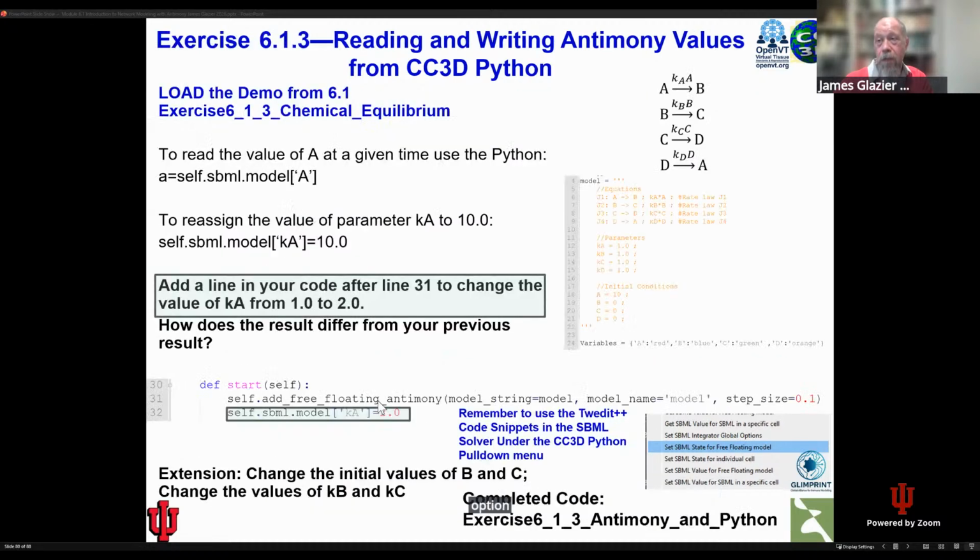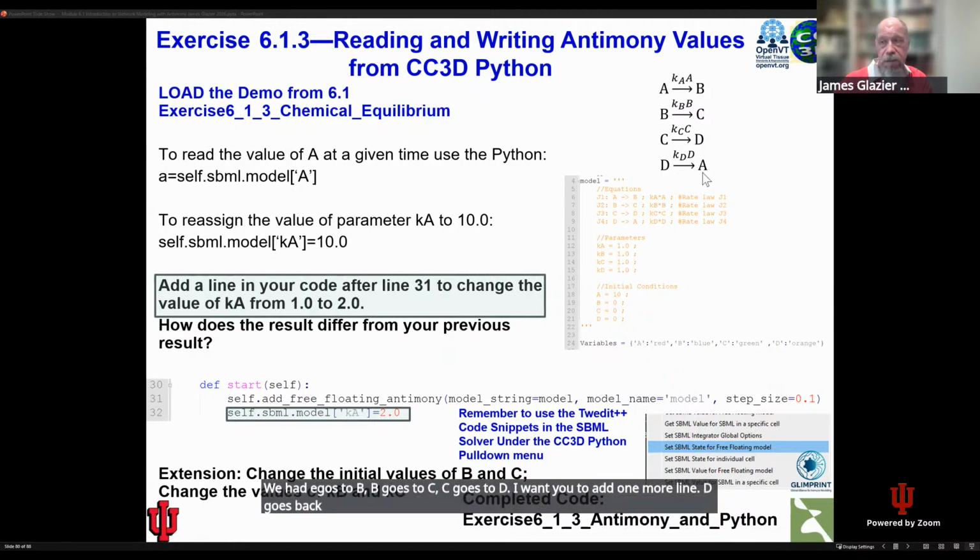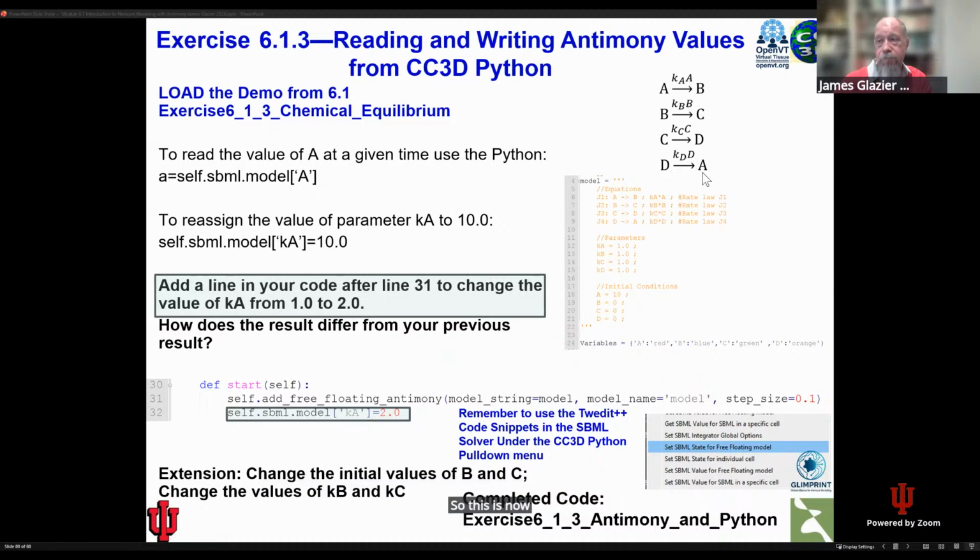Okay. So now let's do another exercise. This is going to continue the one that we just did. We had A goes to B, B goes to C, C goes to D. I want you to add one more line. D goes back to A. So this is now a closed cycle.